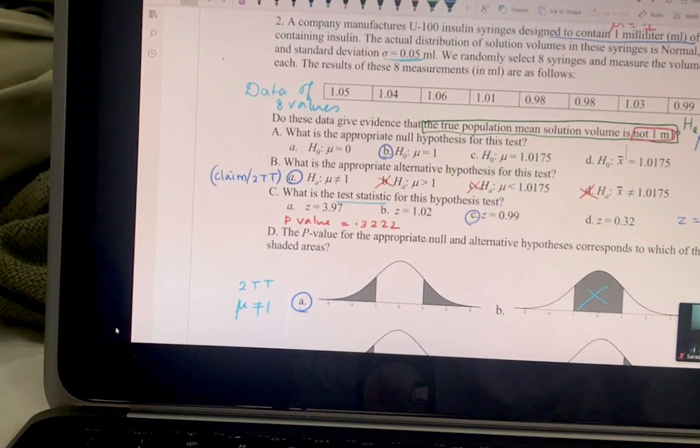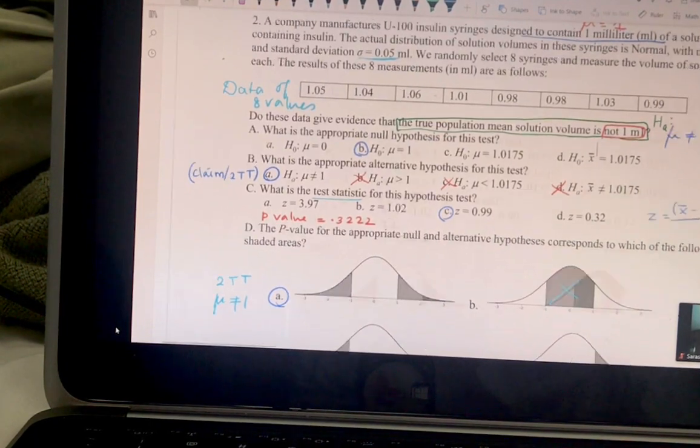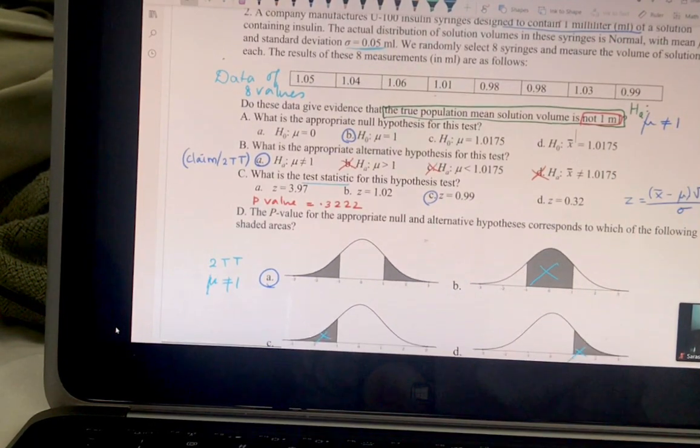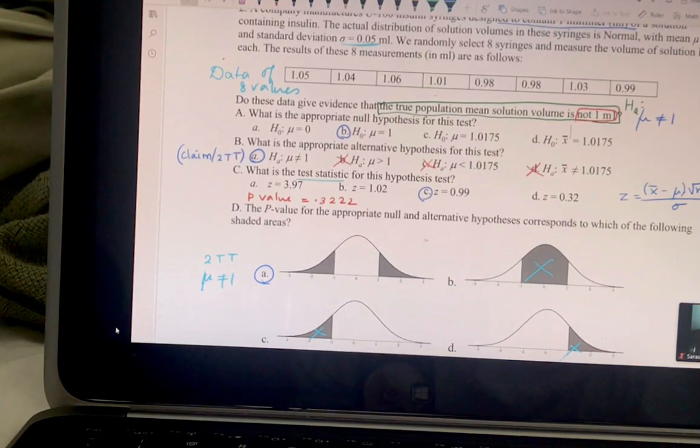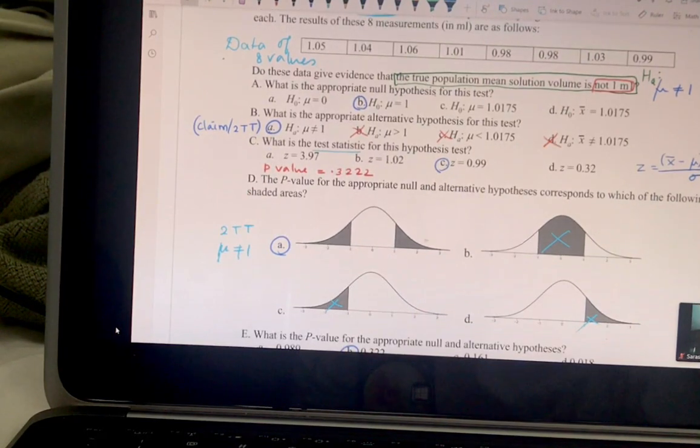That is your null hypothesis. Or you can say mu equal to mu sub 0 is your null hypothesis. Your alternative could be one of the three. But in this problem, if I read carefully, I am choosing my alternate hypothesis as not equal to, because it says the volume is not 1 ml. That's right. So that's going to be the claim, and that's the two-tailed test, and that is going to be the correct choice. I'm eliminating the rest of the choices. Okay, those are inappropriate. They are not appropriate ones.